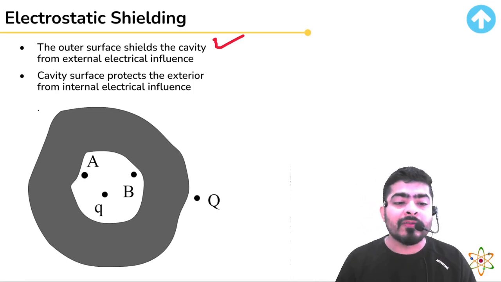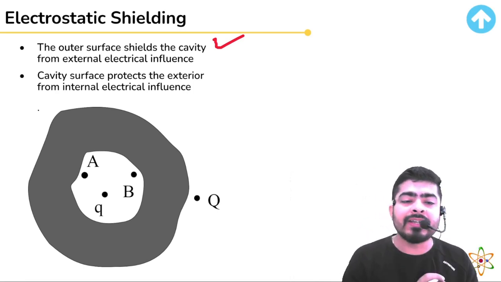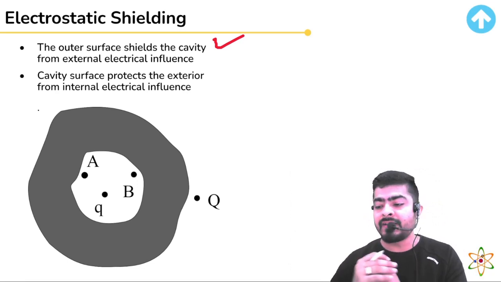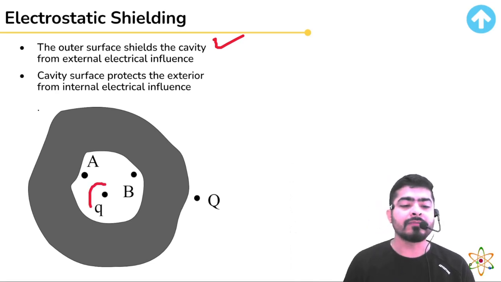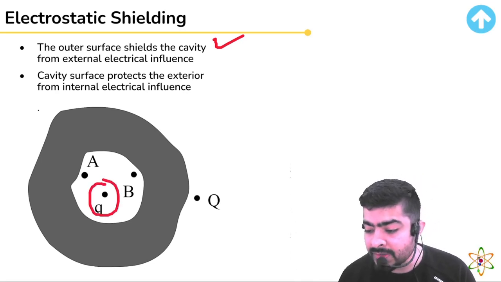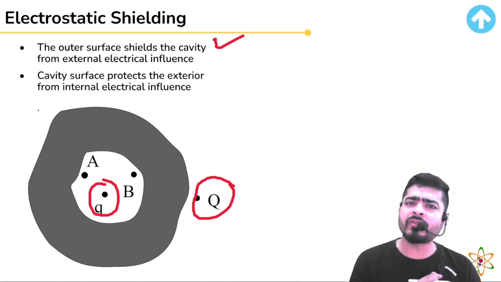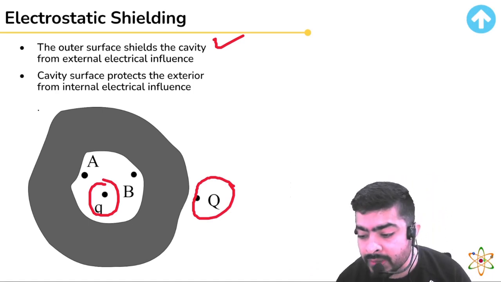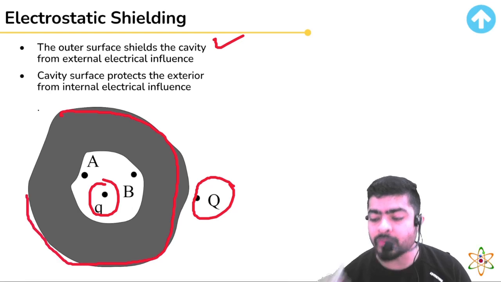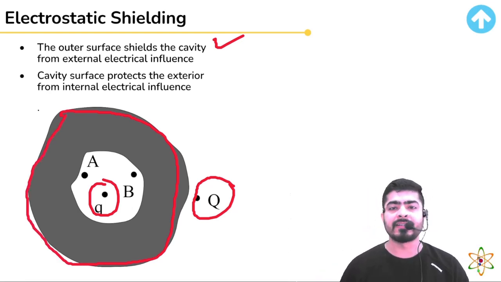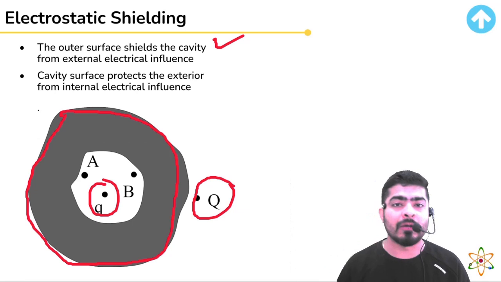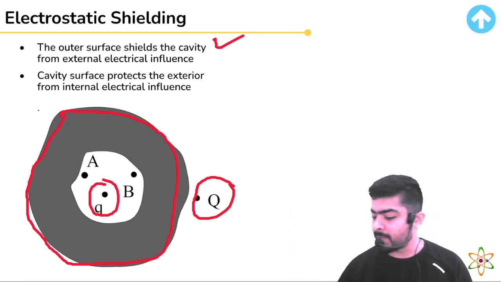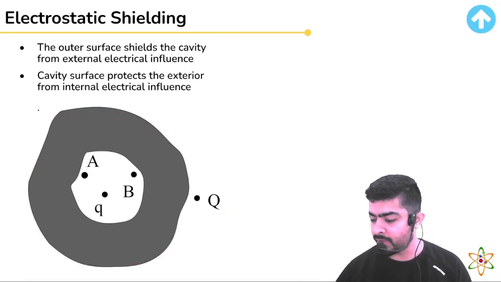The outer surface shields the cavity from external electrical influence. What does this mean? Let's say we have a charge Q over here, correct? Now this capital Q charge will apply some force on the small q. So the outer surface will counter that force. Is that clear? The outer surface will counter that force so that small q does not experience any net force from the outside. Okay. So to summarize it well, let me take it again through the diagram.